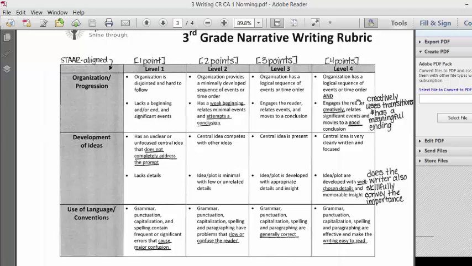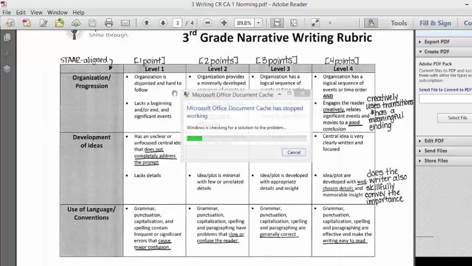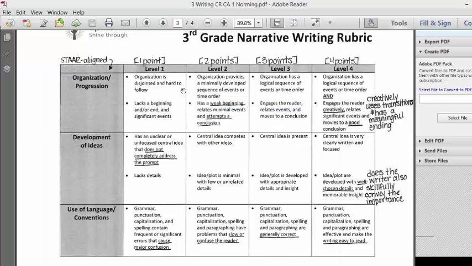The first one with organization and progression, like I mentioned a moment ago, has to do with, is the story organized in a way that helps the ideas progress? So you'll see at a level 1, the organization is disjointed, maybe hard to follow. Maybe it lacks a beginning, middle, and end, or you just can't tell what the significant events are. Level 2 is where you can tell that they tried to organize it. There's some semblance of a beginning, middle, and end, but it's minimally developed. Or it possibly is out of order.